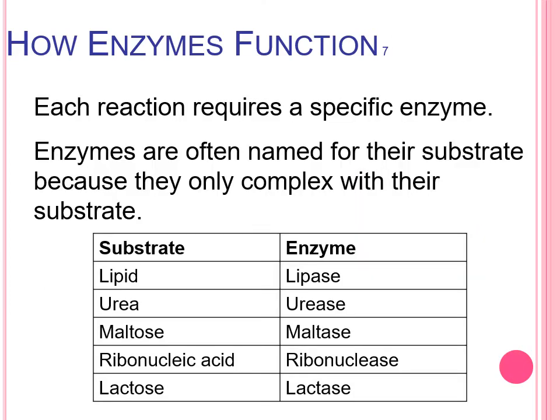So remember I told you that whenever you see the name of one of these chemicals, for example, lipid, urea, maltose, RNA, lactose, these are all substrates. And whenever you see a name that has ASE on the end of it, we're talking about the enzyme. And generally speaking, the enzyme name is the name of the substrate that's going to be accommodated. So a lipase is going to accommodate lipids. Urase is going to accommodate urea. Maltase accommodates maltose and so forth.